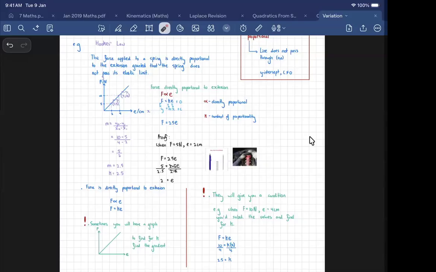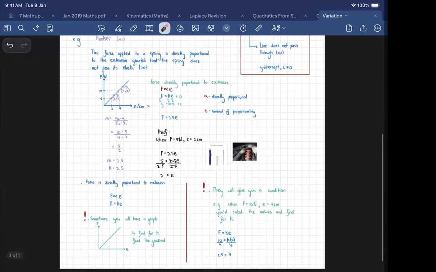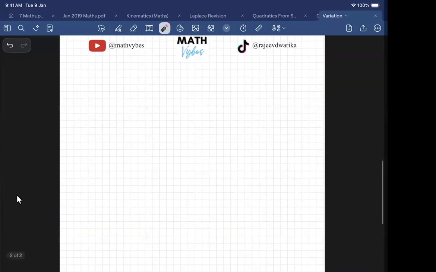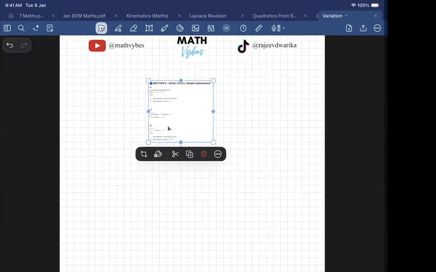Hannah, do you understand everything so far? Yes, sir, but could you just explain the difference between proportional and directly proportional again, please? No problem. Let me just put the questions on the screen.